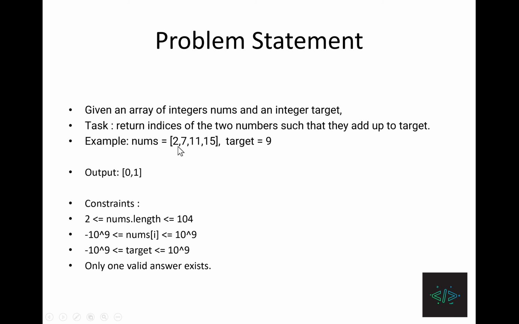In this array we can see that 2 plus 7 equals 9, which is our target, so we can return the indices 0 and 1, and we have to return only one such pair of indices.